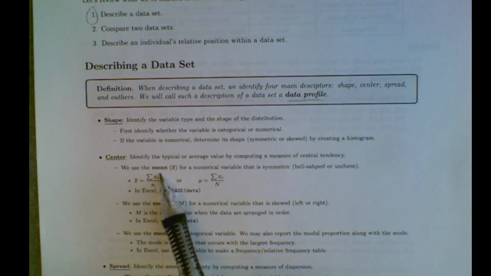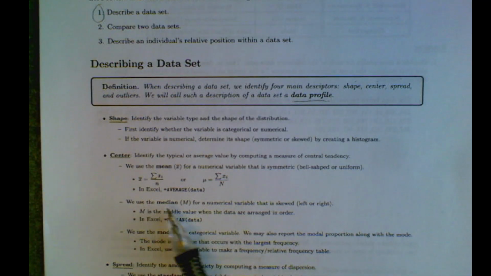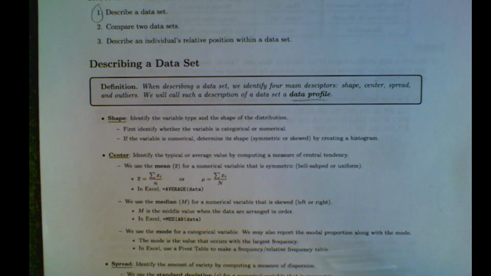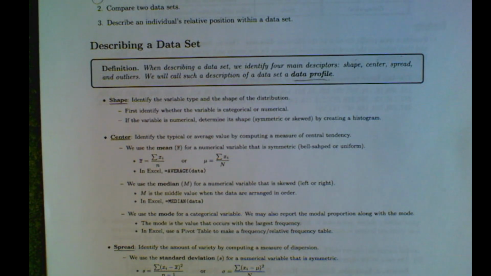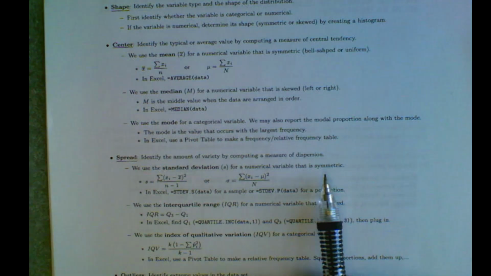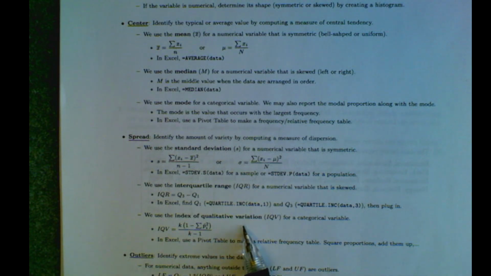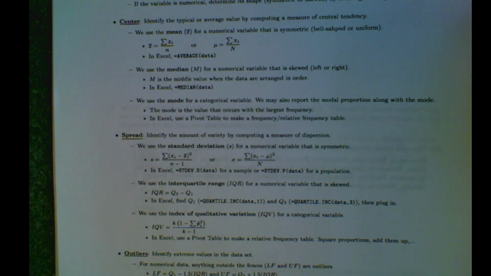Okay? For the center, we're going to use the mean if the data are symmetric. We're going to use the median if the data are skewed. And then if the data are categorical, we'll use the mode. For the spread, we will use the standard deviation if the data are symmetric. We'll use the interquartile range if the data are skewed. And we'll use the index of qualitative variation if the data are categorical. So that's how we'll take care of the center and spread.